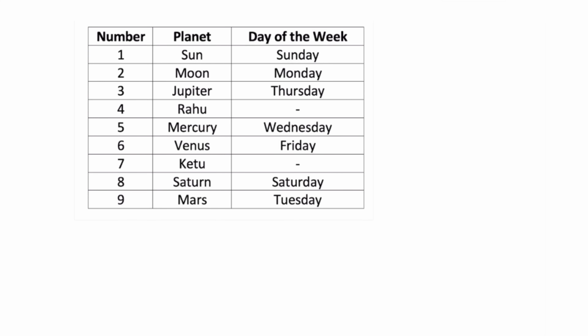Number 2 is for moon, and moon rules Monday. Number 3 is for Jupiter, which rules Thursday. Number 4 is for Rahu, which does not rule any day. Number 5 is for Mercury, which rules Wednesday. Number 6 is for Venus, which rules Friday. Number 7 is for Ketu, which does not rule any day of the week. 8 is for Saturn, and it rules Saturday. And 9 is for Mars, which rules Tuesday.